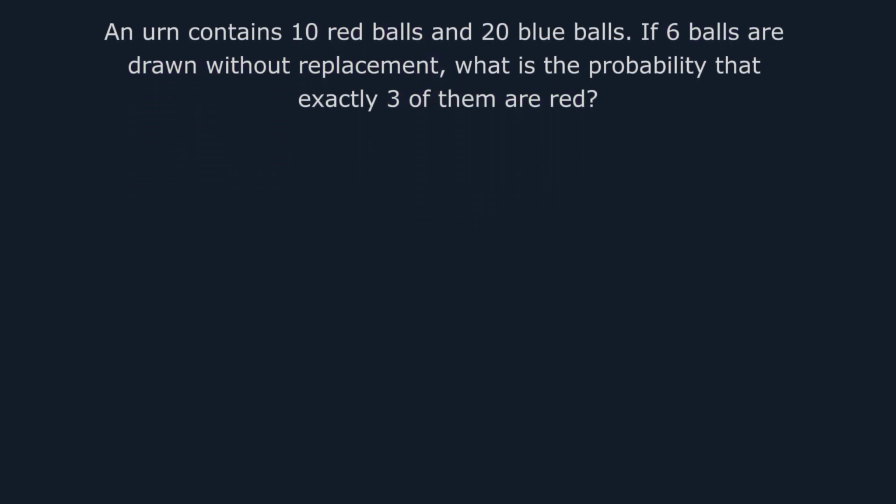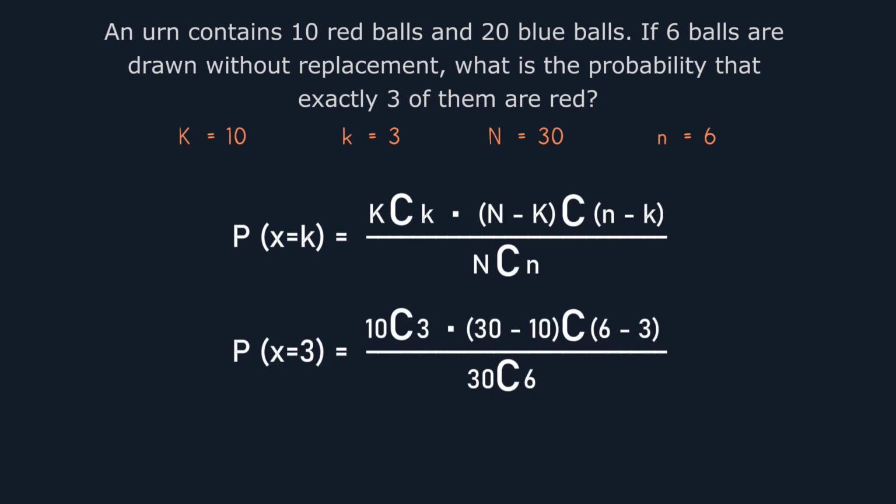In this case, uppercase K, the number of red balls, is 10. The number of successes we're interested in, lowercase k, is 3. The total number of balls, uppercase N, is 30, and lowercase n, the number of balls drawn, is 6. After calculating, the probability of drawing exactly 3 red balls out of 6 is approximately 0.23 or 23%.